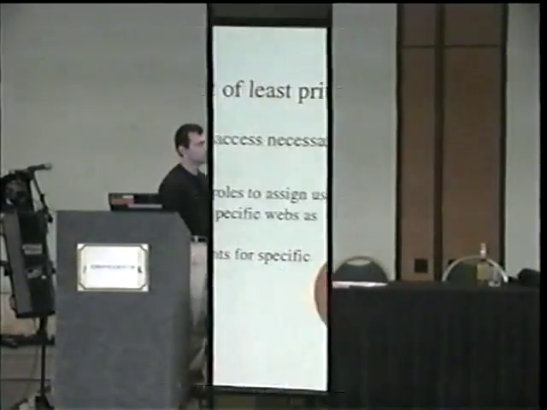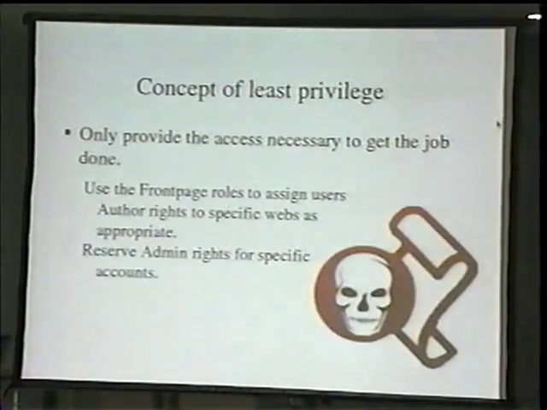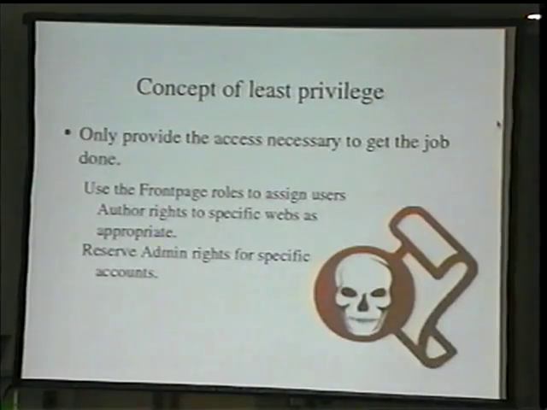Apply the concept of least privilege. Only provide the access necessary to get the job done. Use FrontPage roles to assign users author rights versus admin rights. In fact, if there is no reason to have the administrator account have FrontPage access, then pull it. Within FrontPage, it has its own set of permissions. Use the FrontPage permissions tool to add or remove accounts as needed. Pull the administrator account, or reserve the FrontPage administration rights for specific accounts.